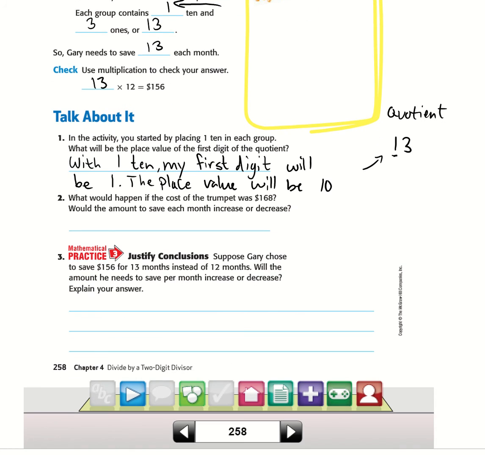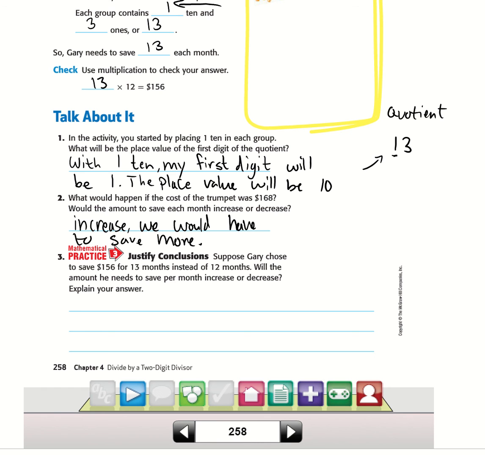What would happen if the trumpet cost $168? Would the amount to save each month increase or decrease? Increase. We would have to save more.